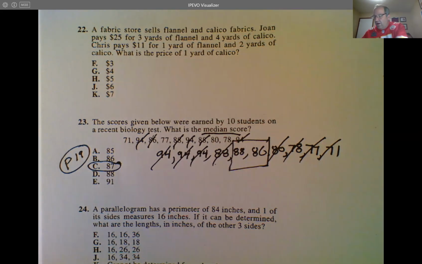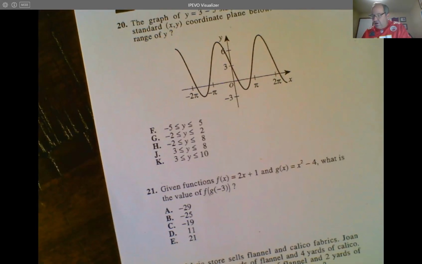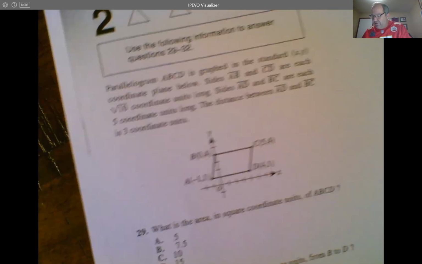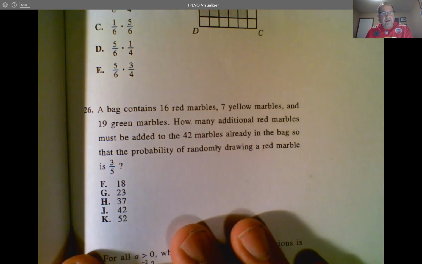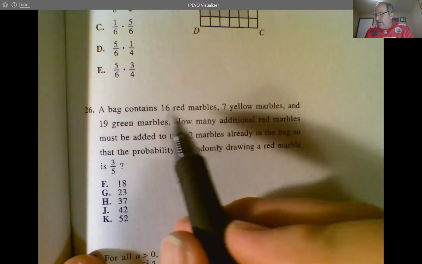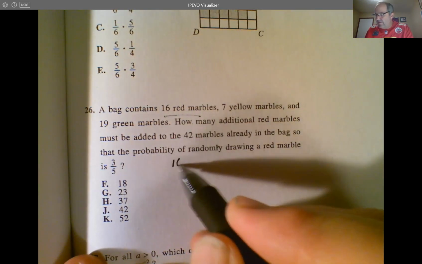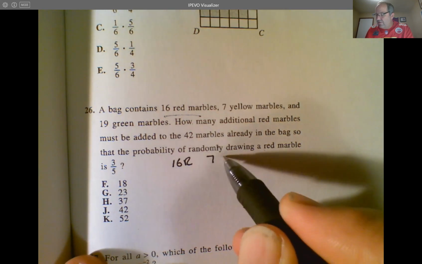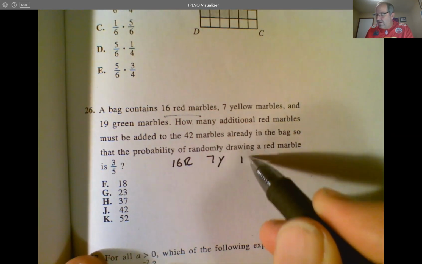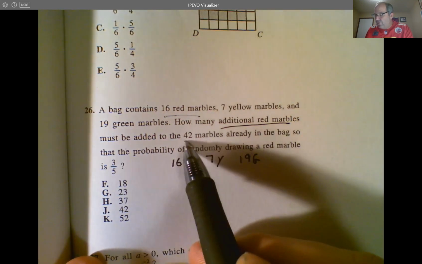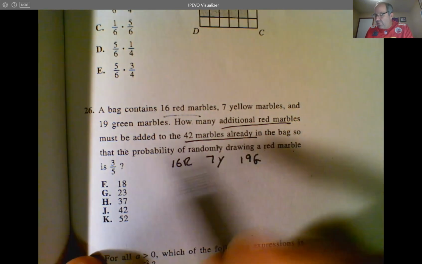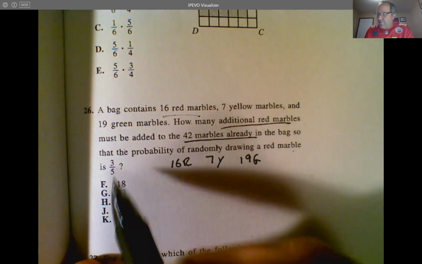Another one I saw was question number 26. It's just on the other side, right here. We had done one like this a couple days ago when we did probability. The bag has 16 red, 7 yellow, and 19 green. How many additional red marbles must be added to the 42 already there to make the probability of red 3/5? Well, we better find out what this decimal is.